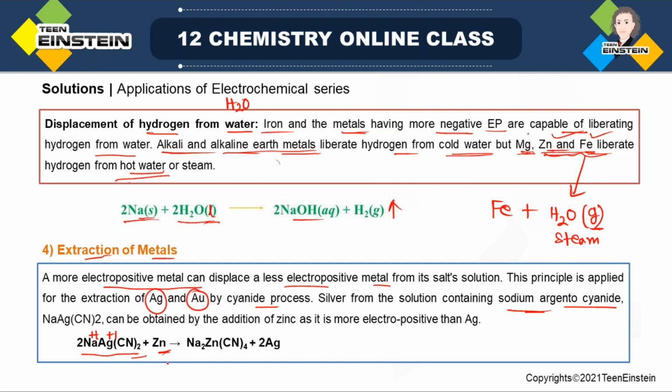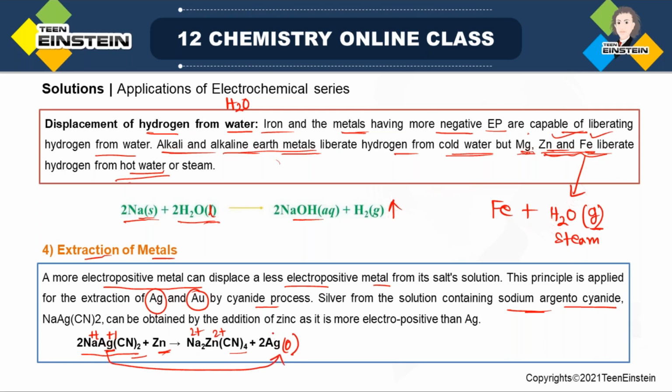And we are using Zn. Here Zn will reduce silver to silver 0, and itself takes the place of silver. So now it is 2 sodium plus, that means 2 plus charge, and for zinc it is 2 plus, so 4 positive charge is balanced by 4 cyanide. Here silver is reduced to silver 0.